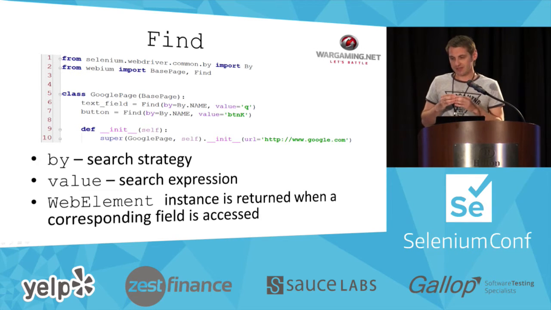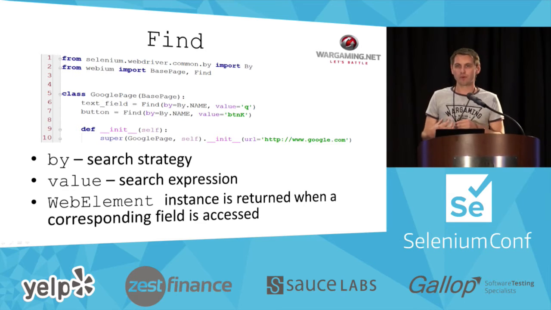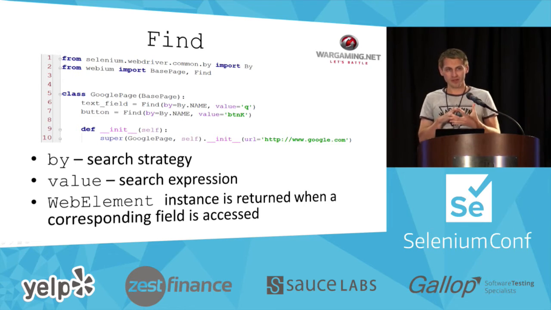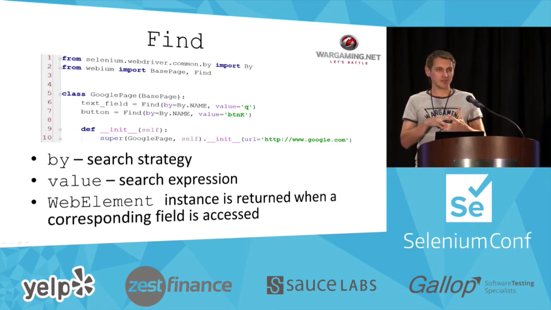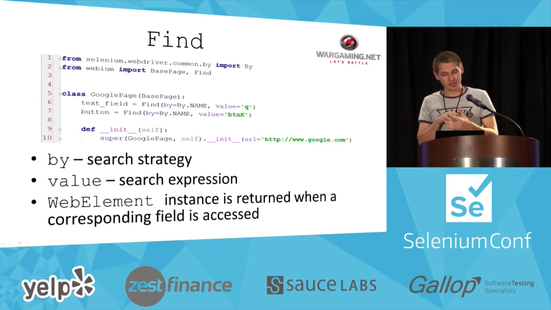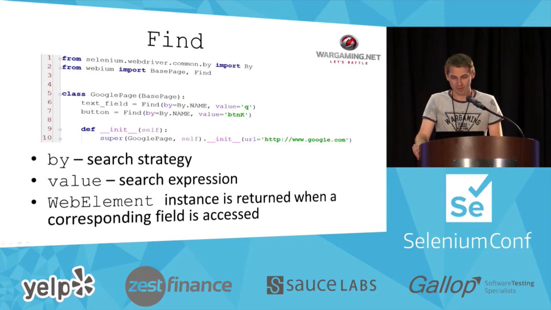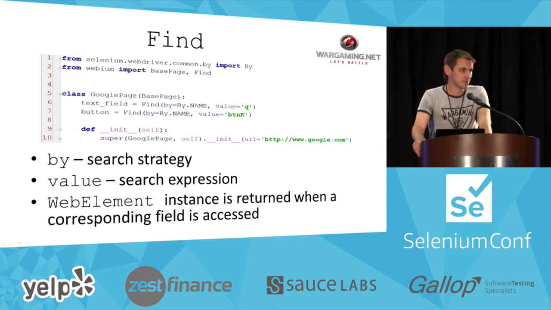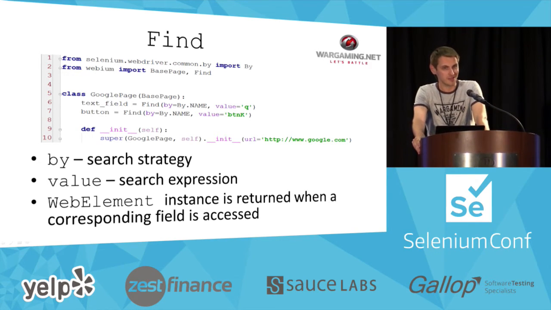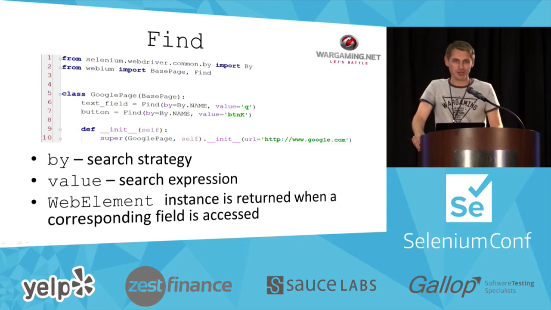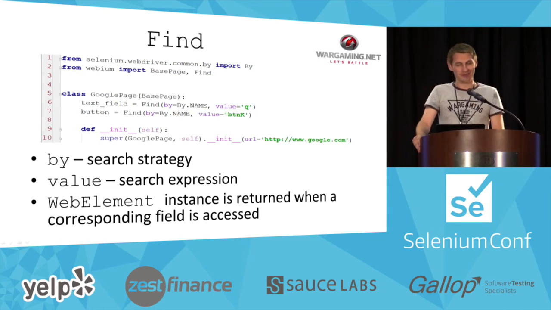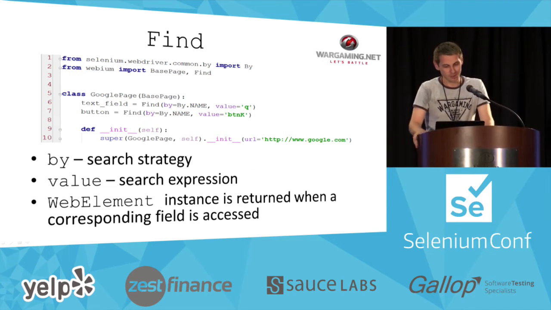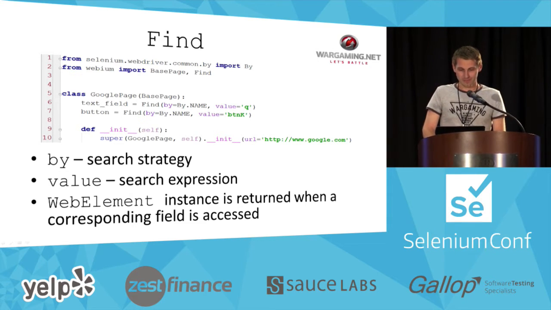The point here is that Webium starts looking for an actual element only once you access any attribute of the page field. Only at that time. And this behavior, by the way, is implemented using descriptors mechanism in Python. This is advanced but powerful feature. It's actually easier than monads in functional languages, but it's a little bit complex.